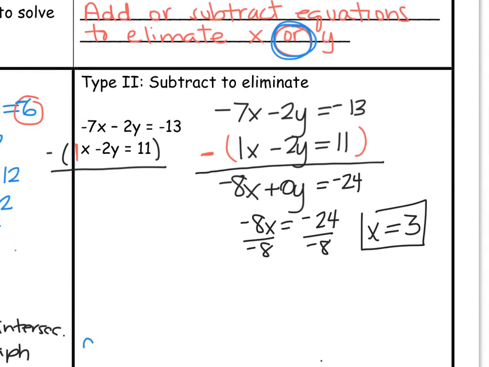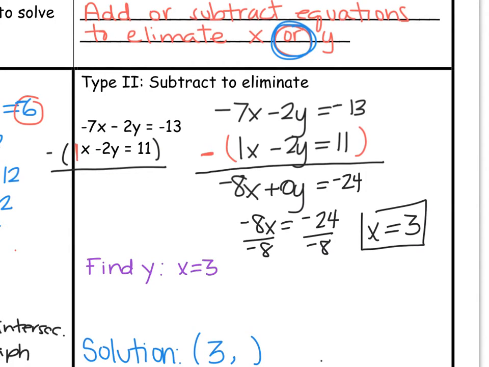So for our solution, we have our x value, and our x value is 3. Now we have to use that x to go back and find our y value. So we are going to find y, because x is equal to 3. So I'm going to use the bottom equation because it's got less coefficients. So x minus 2y equals 11. I'm taking out x, and I'm plugging in 3, so I'll move it over here.